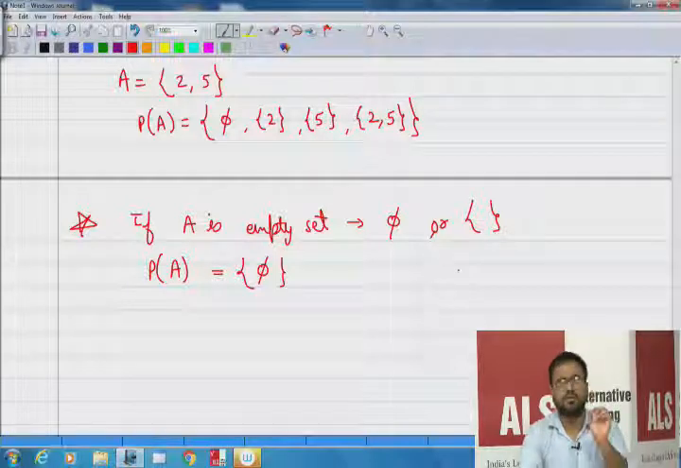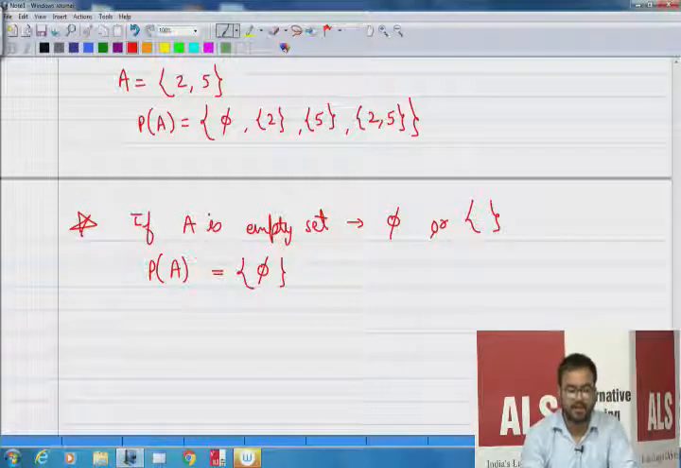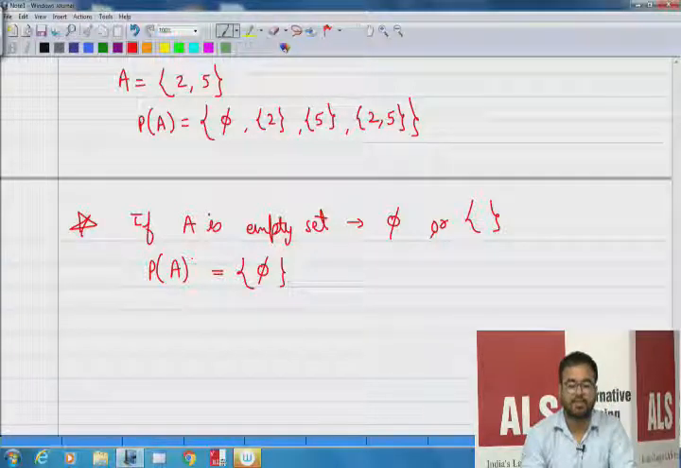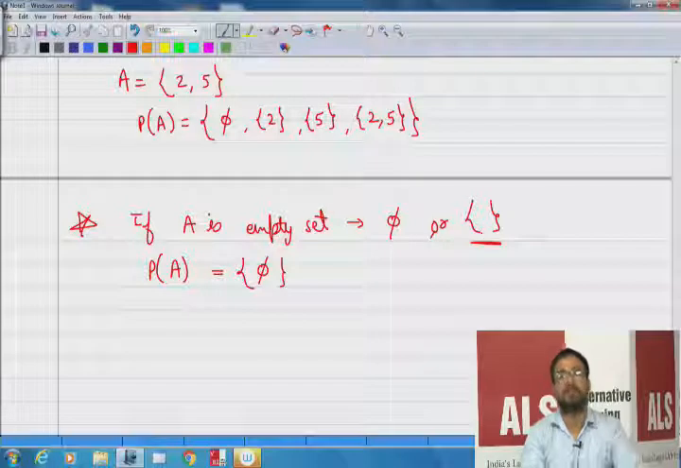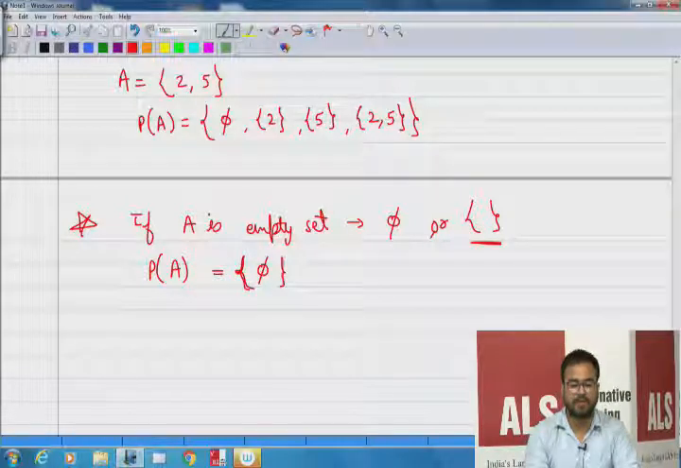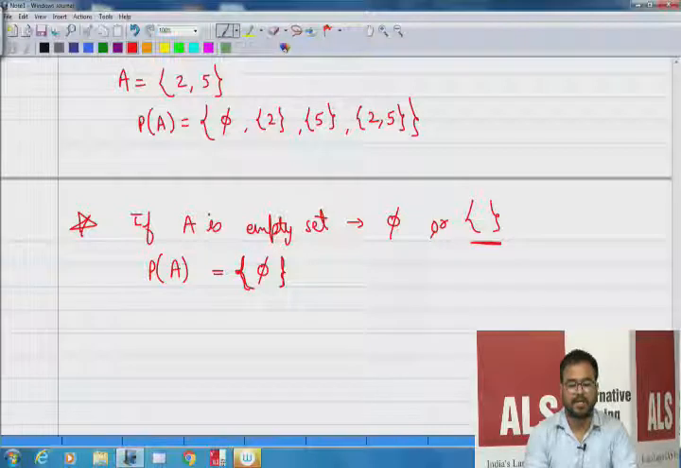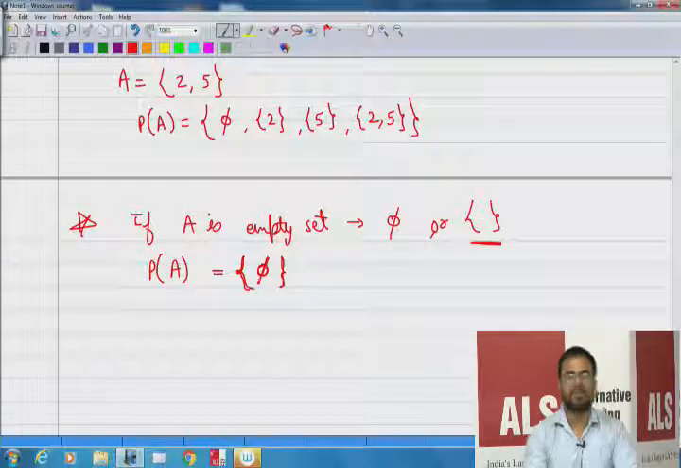Don't get confused by the parentheses, because this is a very important thing. If I am writing the power set of A, you can see it has only one element, which is φ, or you can also write it like this, where you can see it has nothing. Nothing means φ. So these brackets are for the power set, and the element inside is φ. So this will be the power set of A.